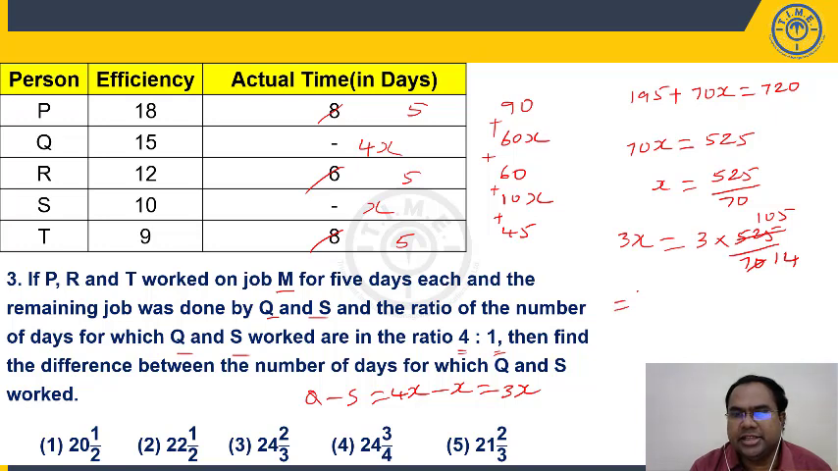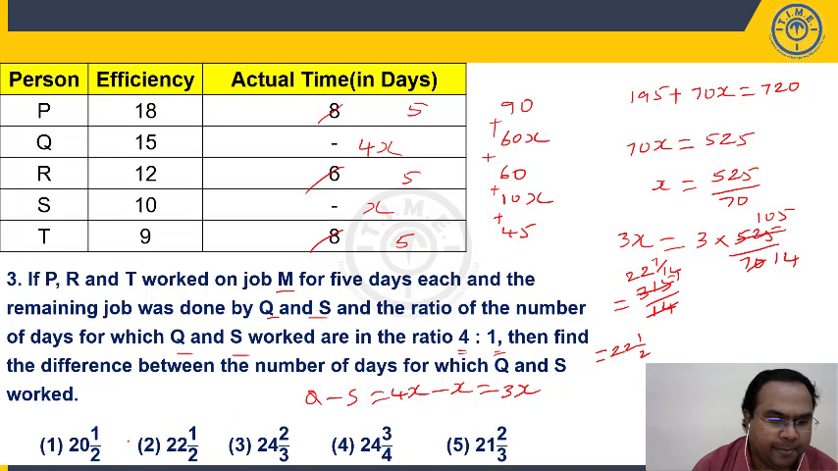So basically this will be 315 upon 14. 14 twos are 28, 35. 14 twos are 28, 7 is remaining. 22, 7 by 14, or I can say 22 and 1 by 2, 22 and a half. 22 and a half is present in choice 2.